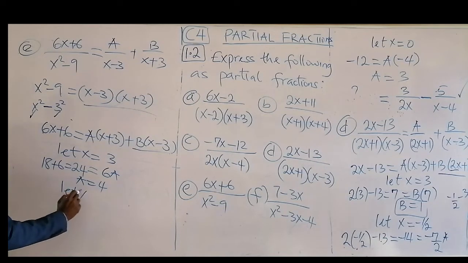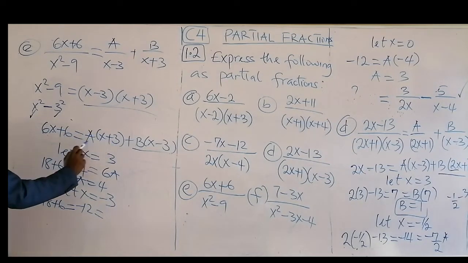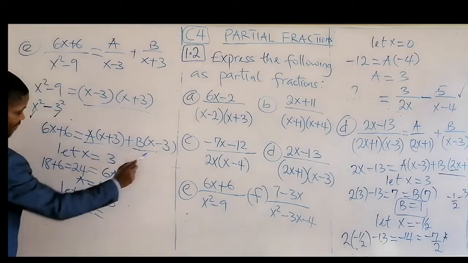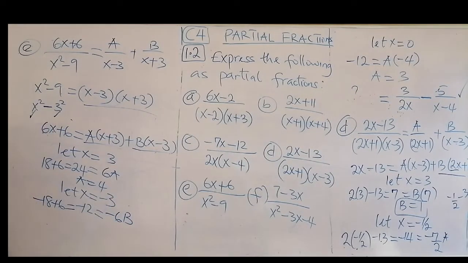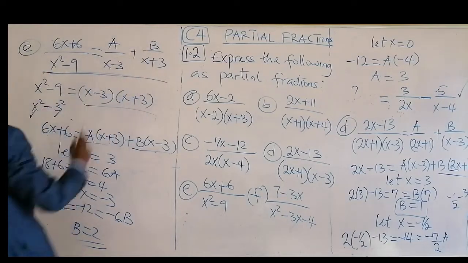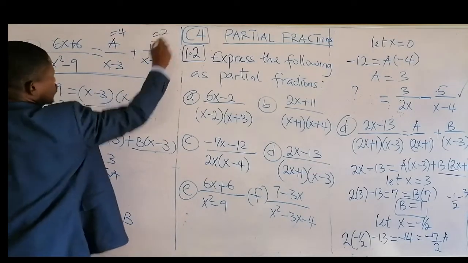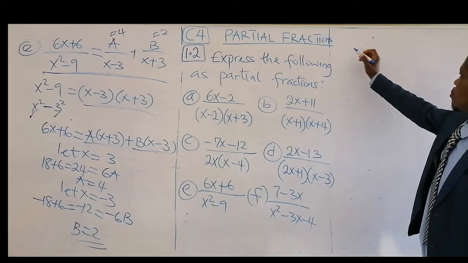Also, let x be equal to negative 3. So I'm going to have here minus 18 plus 6, and that's minus 12, equal to minus 3 plus 3. So this expression also cancels. Then I have negative 6B in that place. So B here is 2. So that's finished that question. Just come back to this place and substitute your A and B. Your A is 4, and your B is 2.